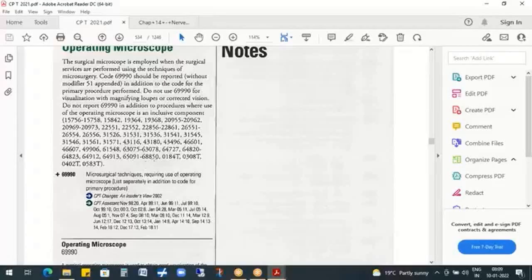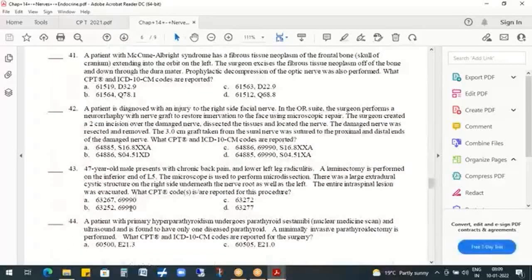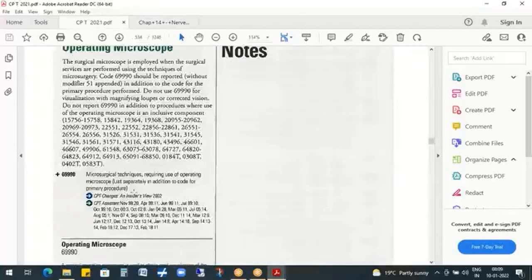Now 63075 to 63078, that is the range. In that range, the operating microscope is included. Understood? A range may be there, here codes are there. Always see it properly. 65091 to 68850, operating microscope is included. Now what is the code you are having? 64885. Is 64885 in this range or not? You can see.